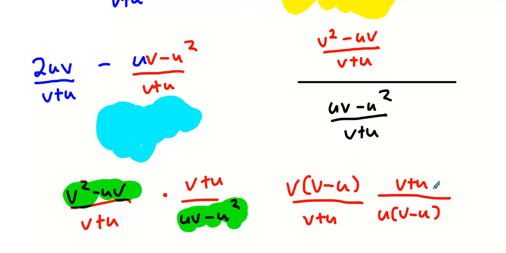Can anybody tell me what exactly cancels here? Phi minus u by phi minus u. Anything else? Phi plus u by phi plus u. And what's left over?